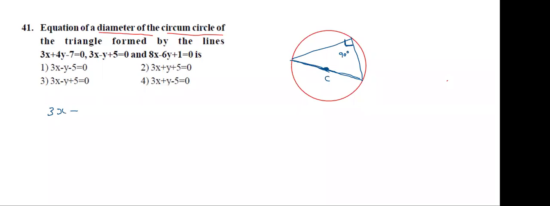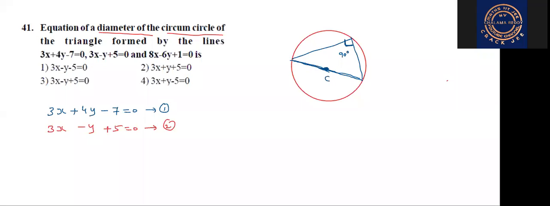One is 3x + 4y - 7 = 0. This is equation 1. Equation 2: 3x - y + 5 = 0. This is 2. And observe here, 1 and 2: are those two parallel? Parallel means the x coefficient and y coefficient are the same. But the y coefficients are 4 and -1, so these two are not parallel. These two are not perpendicular also.